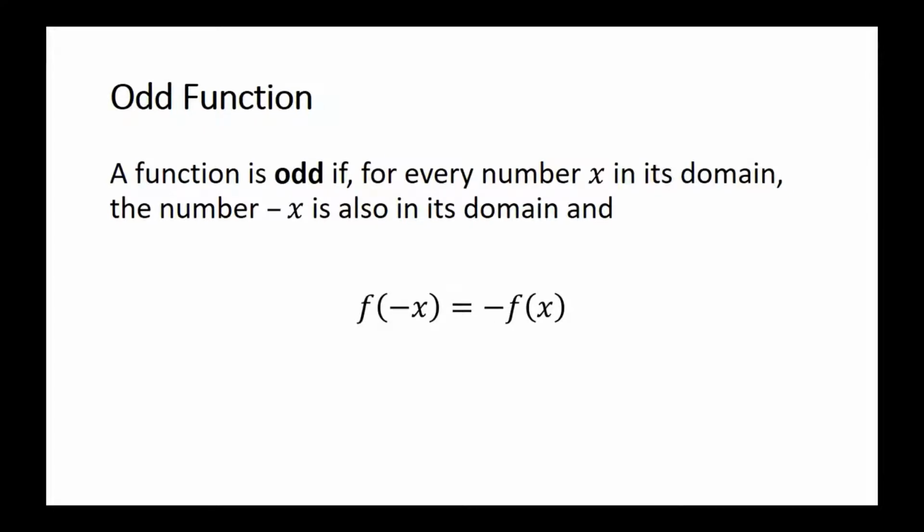A function is odd if for every number x in its domain, the number negative x is also in its domain, and f of negative x is equal to the negative of f of x. So if you negate the input, it negates the output.